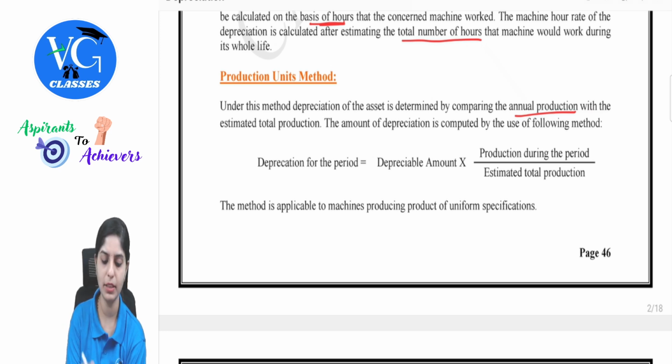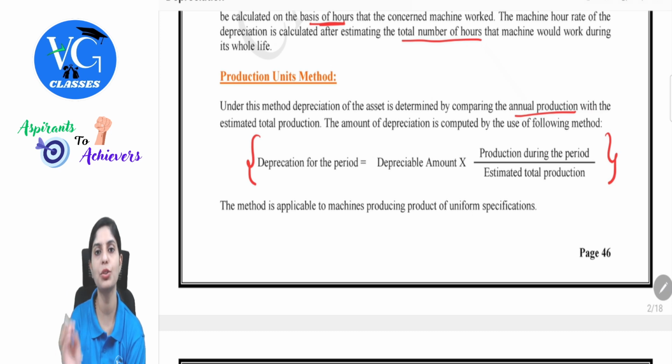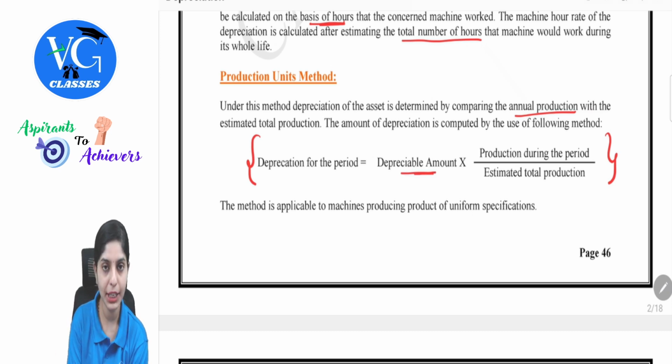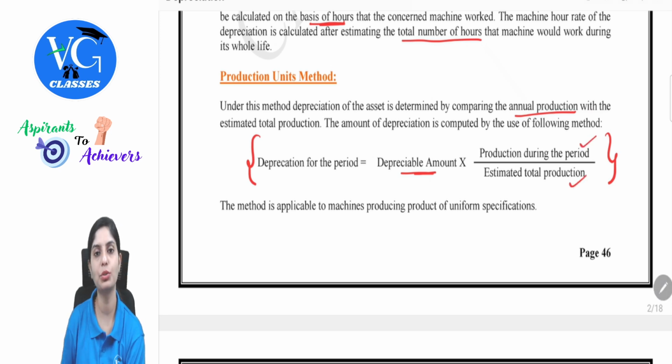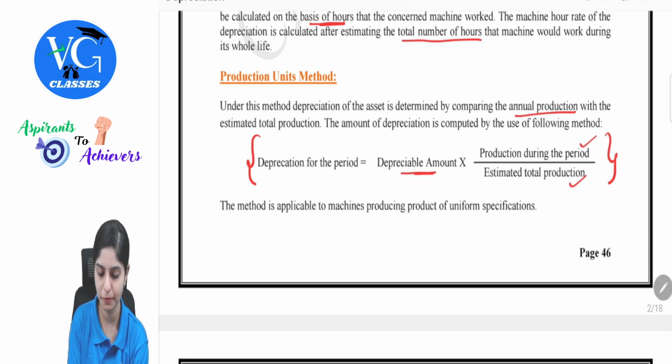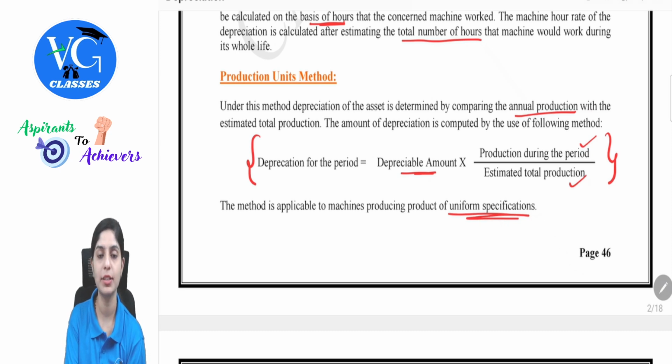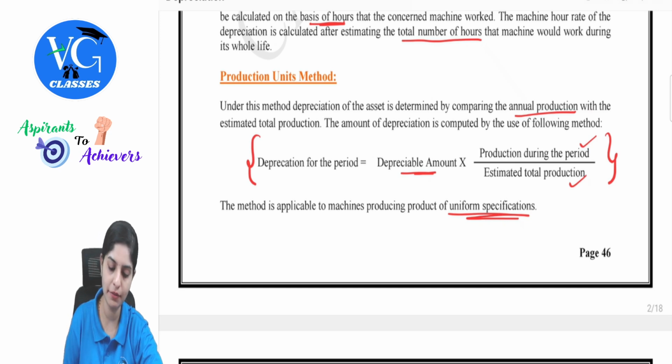How to calculate? This is the same approach we take for the machine hour method, but here we just use units. So depreciable amount into production during the year divided by estimated total production. This is annual production, and here we take the total production we estimate from the asset. The method is applicable to machines producing products of uniform specifications, because it definitely matters. If you are using the asset for manufacturing products of different specifications, this system will not be relevant. It will be relevant when you are using it for uniform specifications.